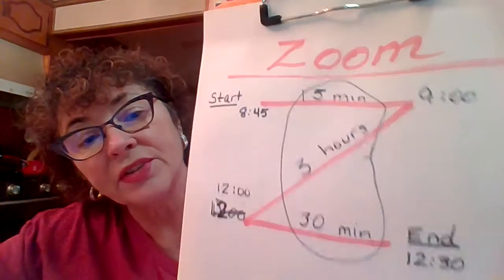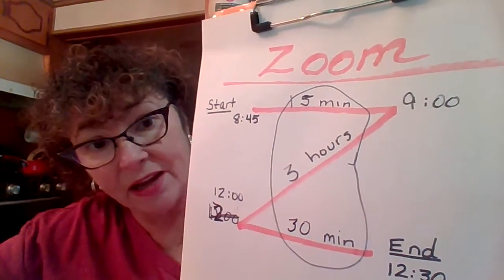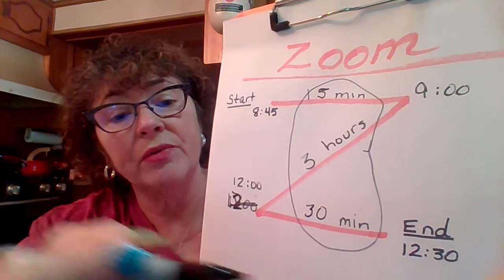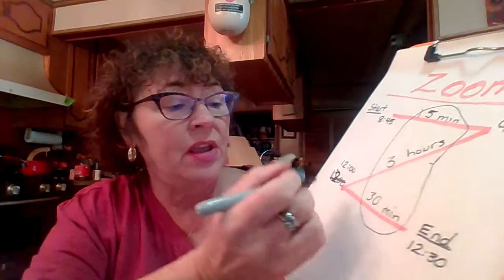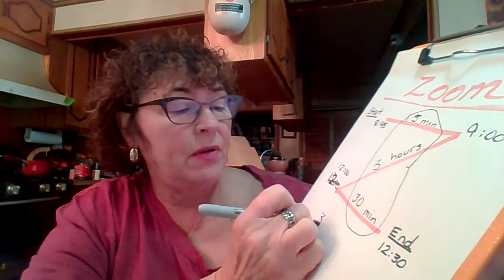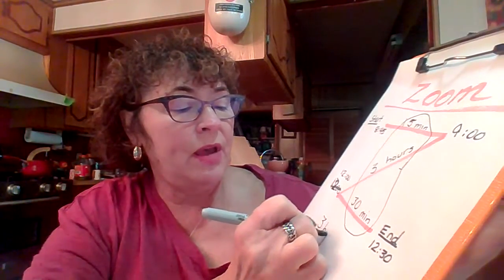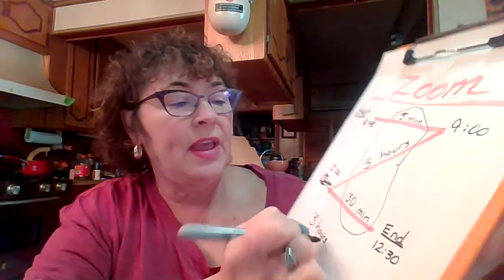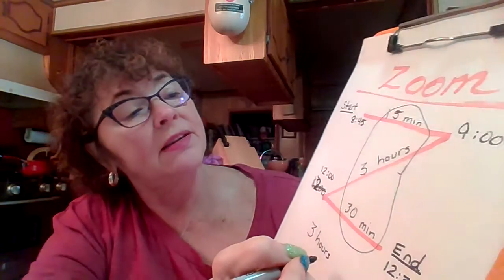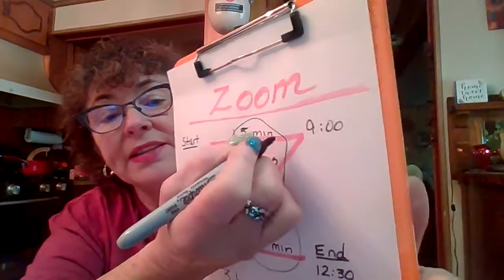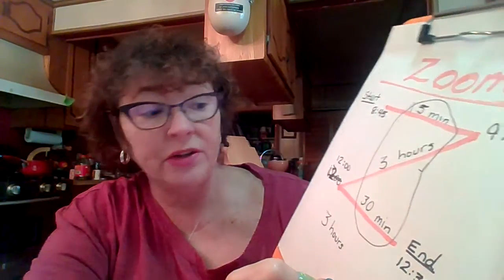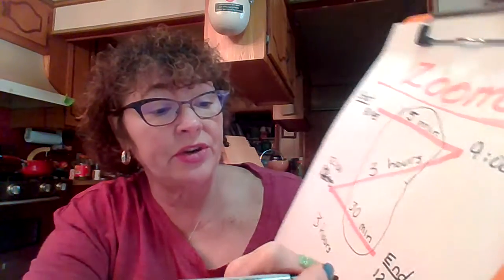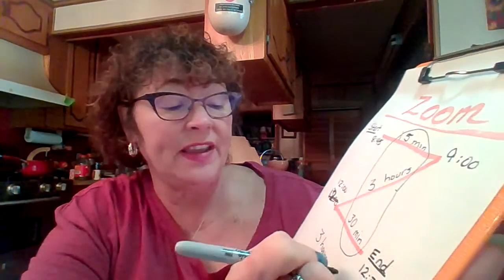Okay, I circled what we're going to add. So we're going to start with 3 hours. Okay, so we have 3 hours. And then our minutes are 30 minutes and 15. I don't know what that is, so I'm going to add it up. See, I told you you might have to use some addition in this.